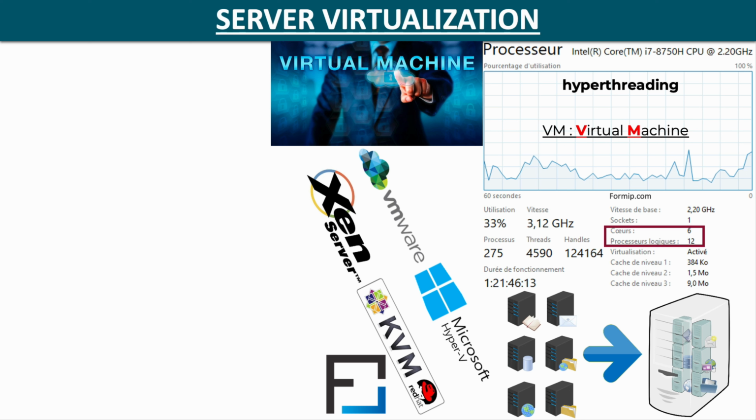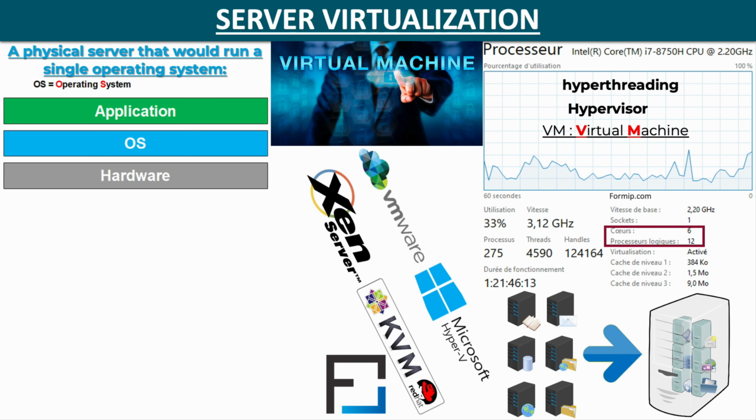The hypervisor is what manages the virtualized server and allows you to configure the amount of RAM, CPU, and disk space which you want to allocate for each virtual machine, or VM. Here's what a physical server running a single operating system would look like.